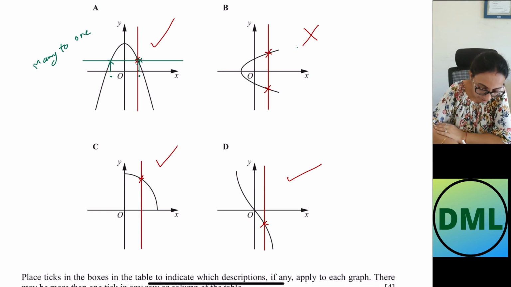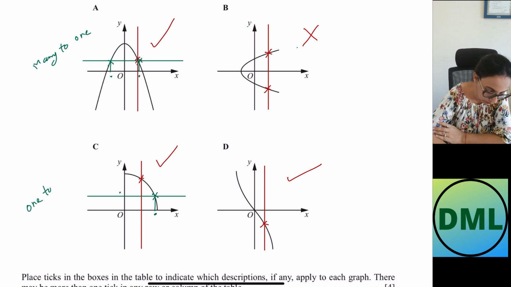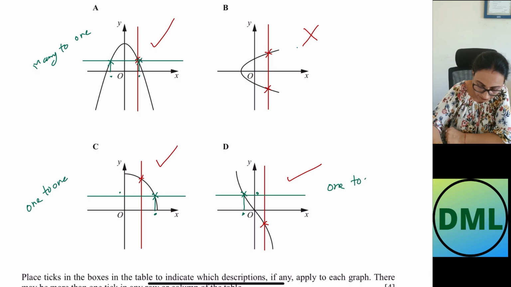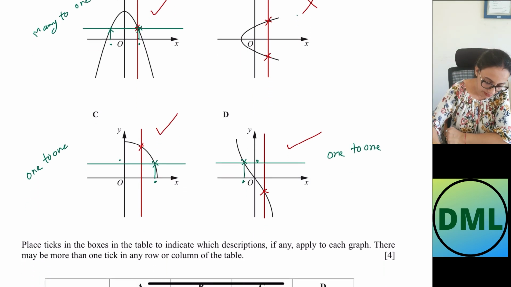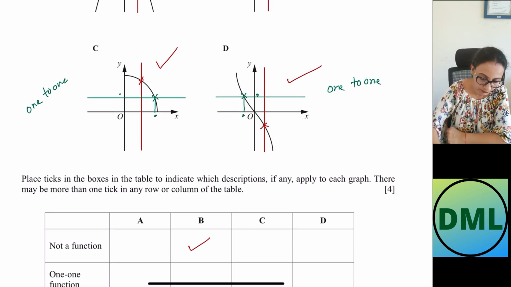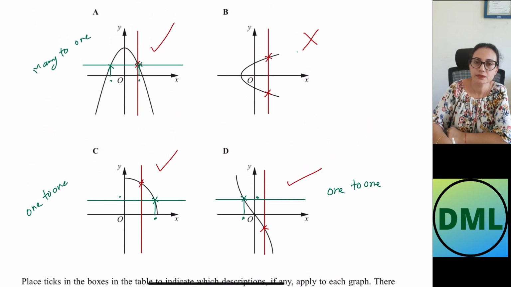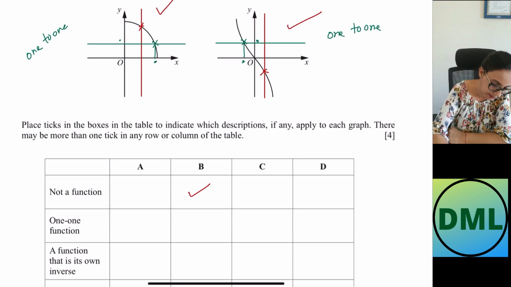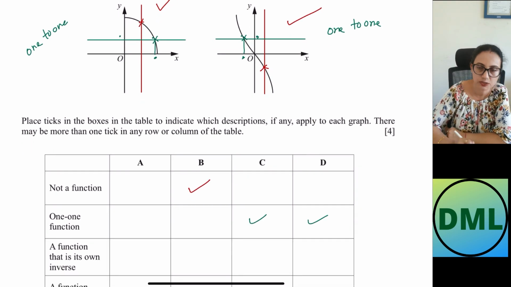Let's see the C graph. I'm plotting the horizontal line here. This cuts the graph at 1 point. For one value of x, I'm getting one value of y. This is one-to-one function. Let's see the fourth graph. I'm plotting the horizontal line here. This cuts the graph at 1 point. If you go down, for one value of x, you are getting one value of y. This is also one-to-one function. He's asking us one-to-one function. Which is one-to-one function? C and D is one-to-one function. Let's put the tick at C and D. So C and D is one-to-one function.